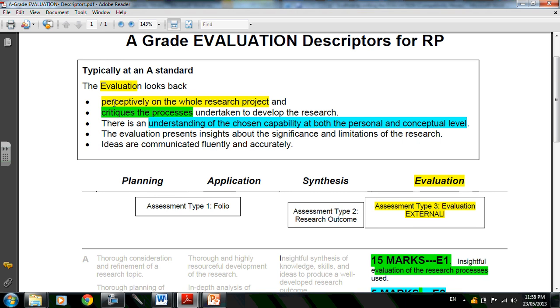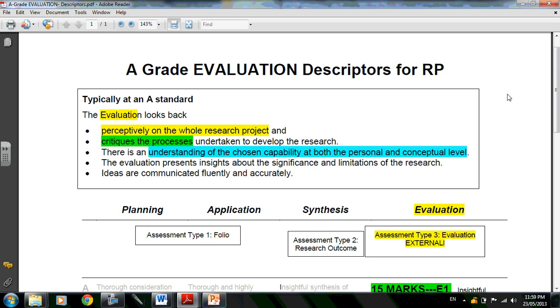I want you to remember that this is referring to an evaluation of the research outcome, and this is criticizing the process you developed, and understanding capability is the blue one. The evaluation insights about the significance and the limitations of the research is very important. Very important. You need to tell us the limitations of your research. What are the limitations of your research?